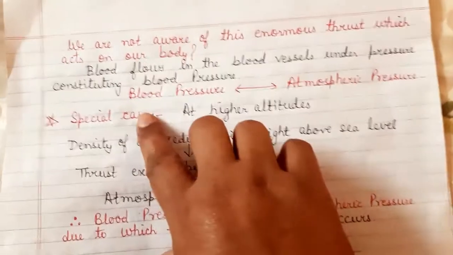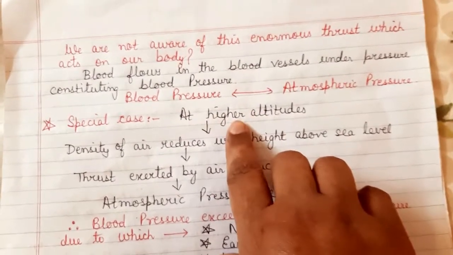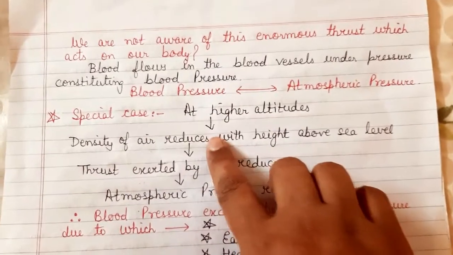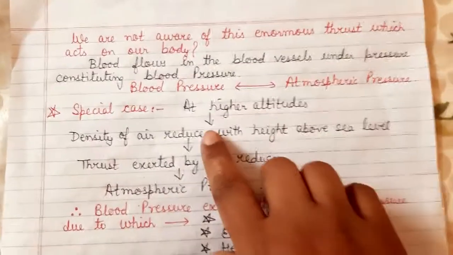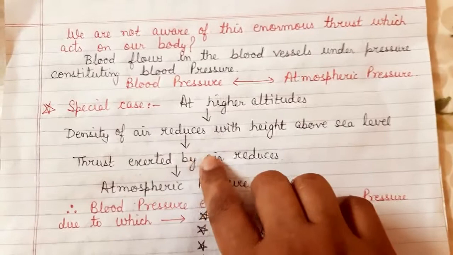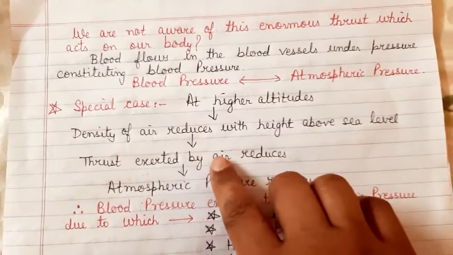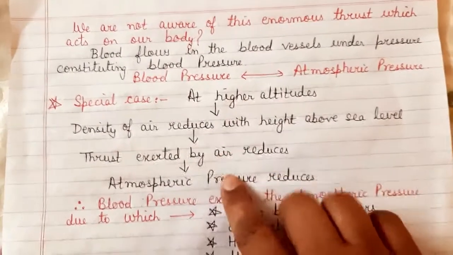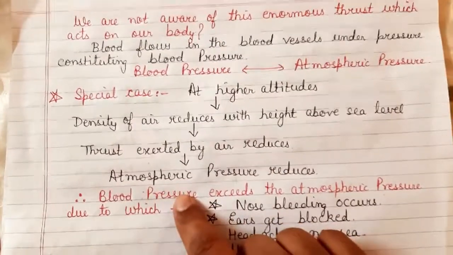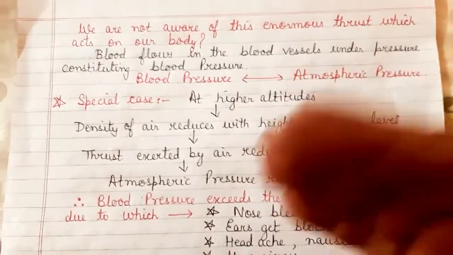Now, let us look at a special case. When we go to higher altitudes, what happens? The height increases. Now, as the height increases, the density of the air reduces with height. When the density of air reduces, what will happen to the thrust? The thrust will be less, because the density of air is less. Now, when the thrust exerted reduces, what will happen to the atmospheric pressure? It will also get reduced. So, therefore, the blood pressure will exceed the atmospheric pressure when we go to higher altitudes.